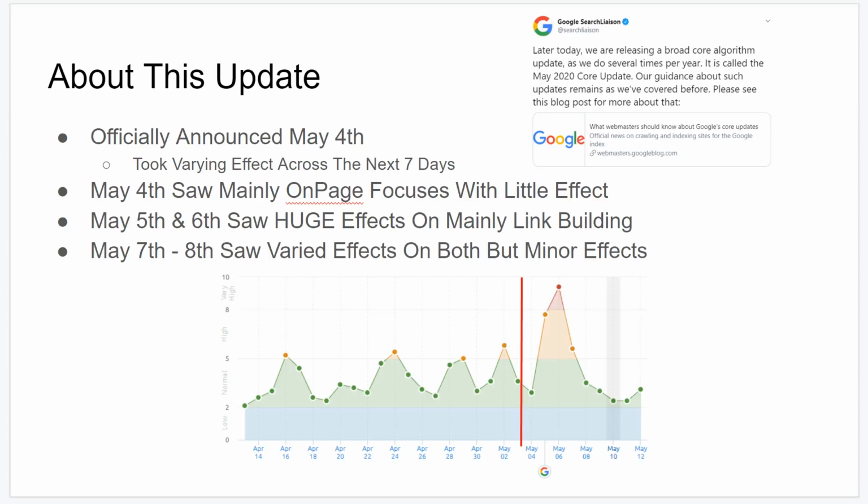Then May 5th and 6th, we saw huge effects. And from May 5th, California time, 1 a.m. onwards, that's when we started seeing huge effects that were rolling in, because I did a 48-hour shift from May 4th and didn't sleep for a while to find out what's happening in this update. We saw huge effects that were mainly on link building from May the 5th and May the 6th. And then May the 7th to May the 8th, we've seen very little effect. And then we've also seen a couple more effects more recently, as you can see in the tick upwards from May the 12th onwards.